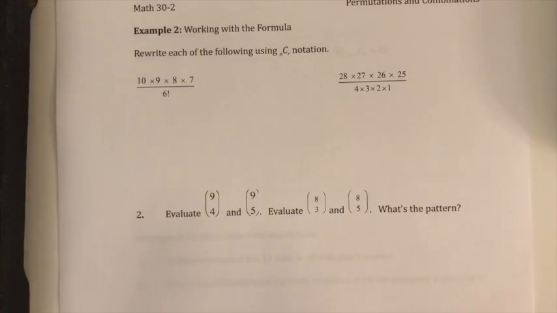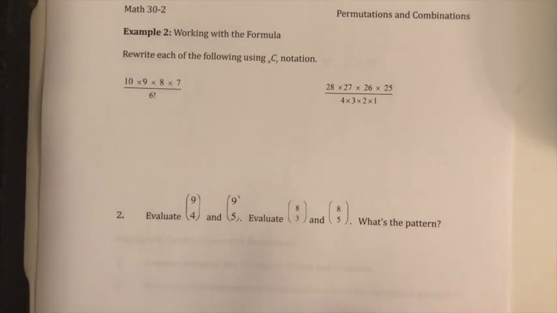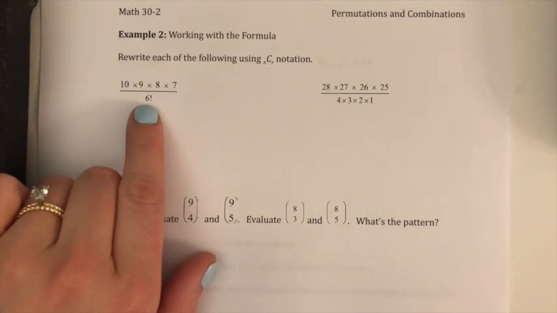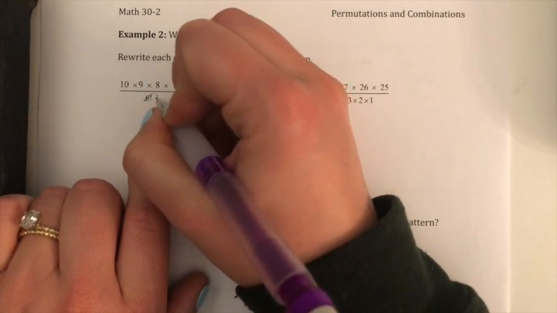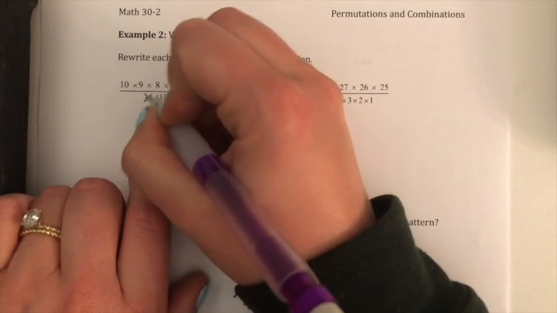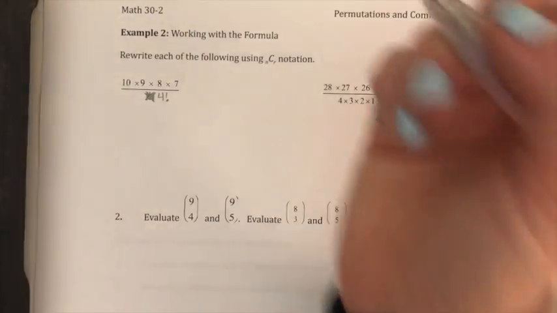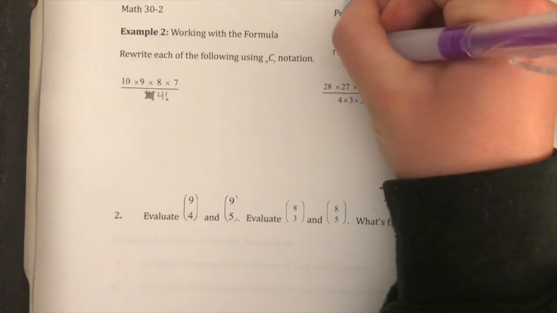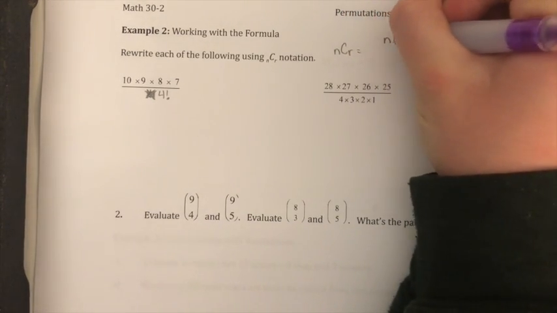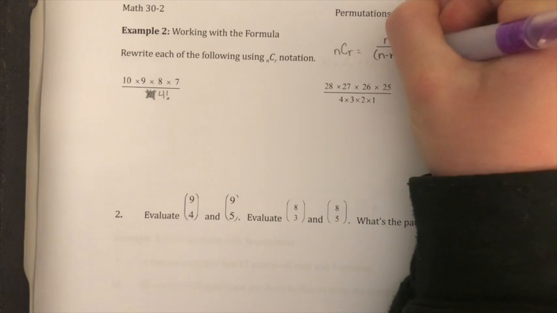The next thing that we're going to look at is working with the formula. The first thing that we need to do is fix a typo. This should be 4 factorial, not a 6 factorial. So cross that out. We're going to do 4 factorial. Okay, so remember that nCr is n factorial over n minus r factorial.